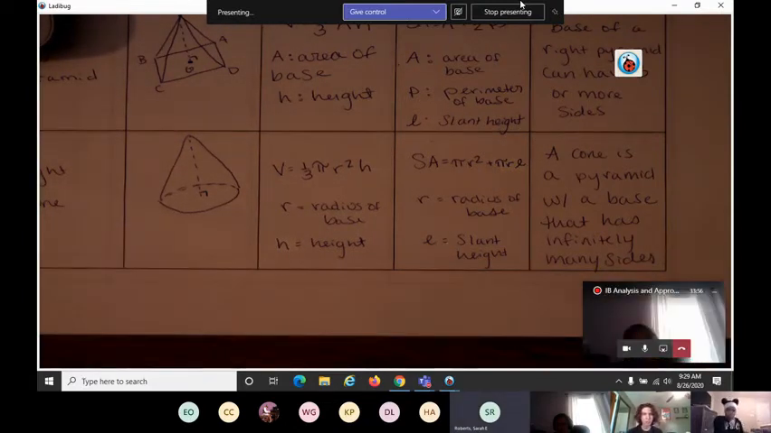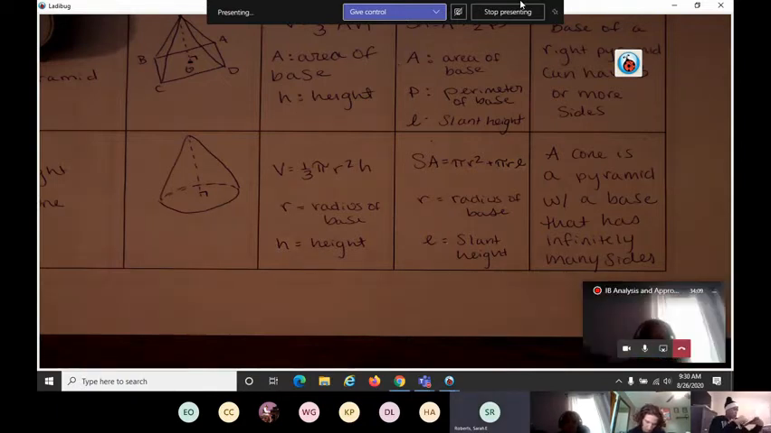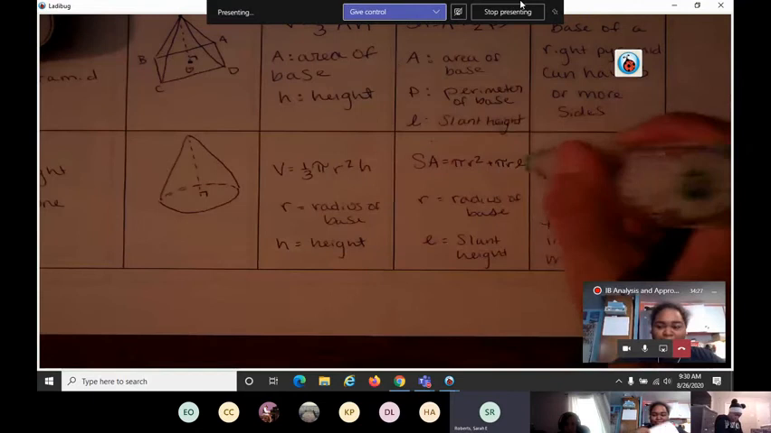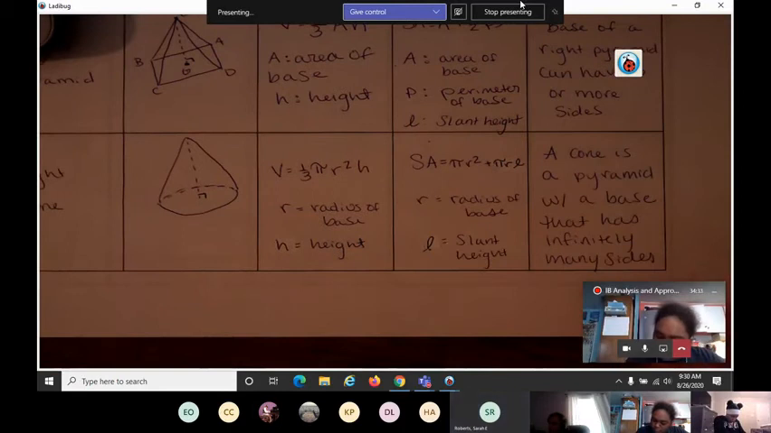What questions do you guys have about the right cone? Okay, we have 2 more shapes to talk about. Does anybody still need time to write? Yeah. What's that funky E? Oh, it's an L. It stands for slant height. It's just a cursive L.